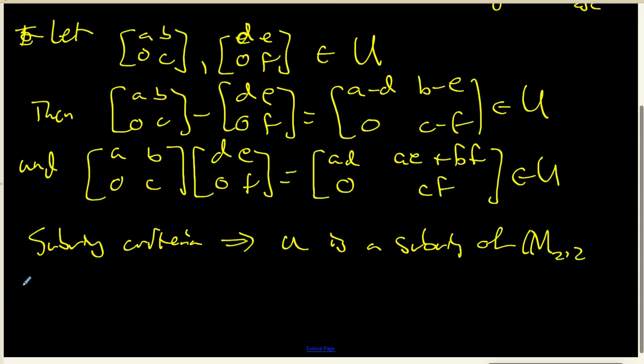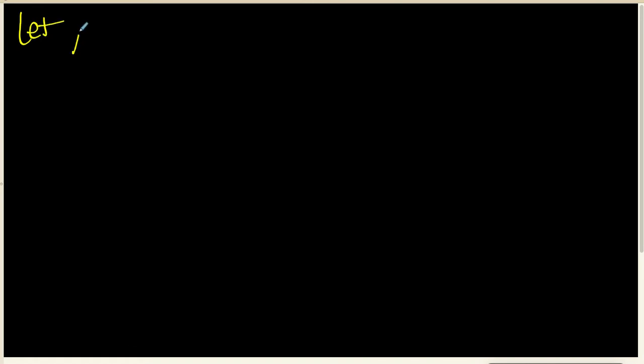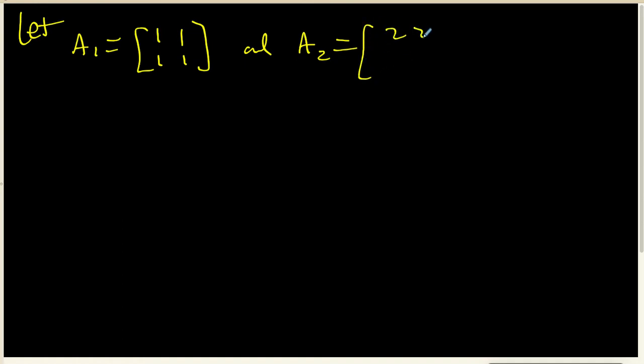Now, is our coset multiplication well defined on the set of cosets of U? And remember, the set of cosets is simply the mod structure, the set of 2 by 2 matrices modded out by U. So that's what we're going to look at here. We're going to look at a very special kind of example. So I'm going to let A1 be the matrix 1, 1, 1, 1, and A2 is going to be the matrix 2, 2, 1, 2.